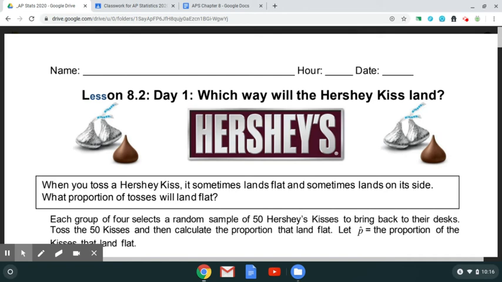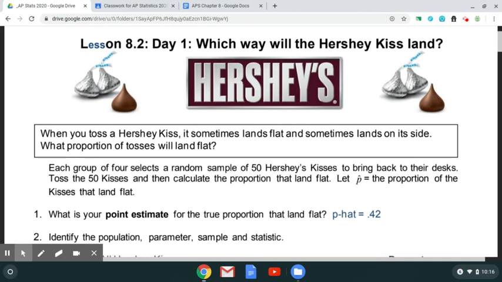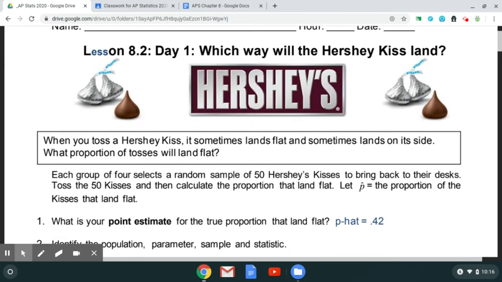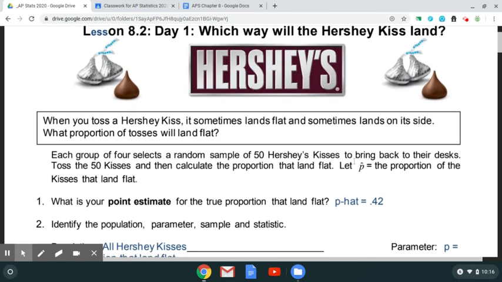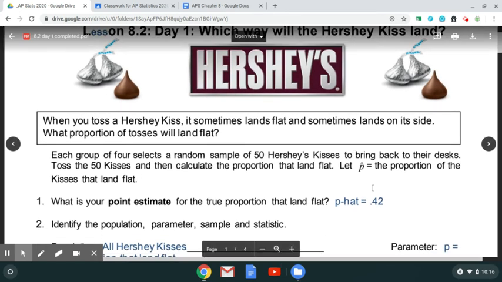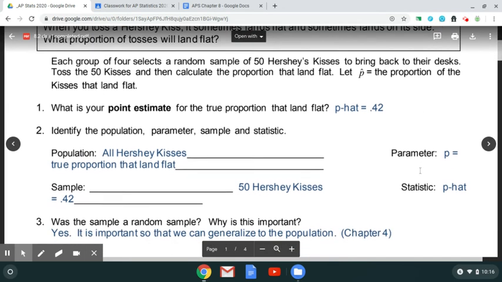So I took 50 Hershey Kisses here at my house. I did not eat them all. And I tossed them and I calculated the proportion that landed flat. So let P hat be the proportion that did so. My point estimate was 0.42. So I had 42% of my Hershey Kisses land on their bottoms.